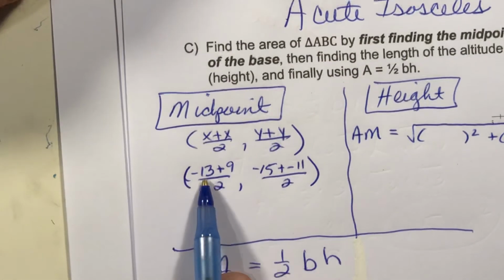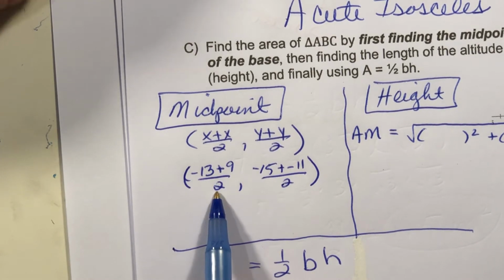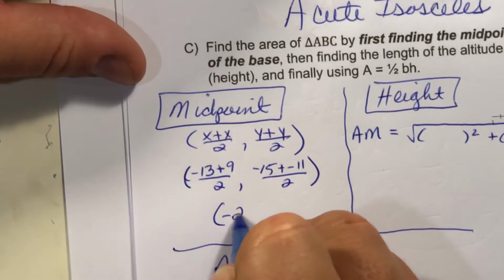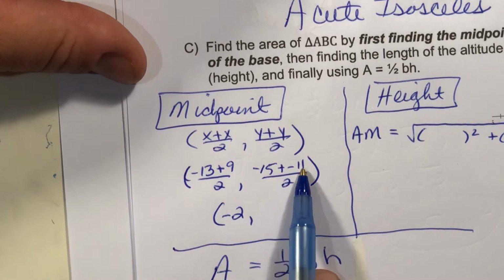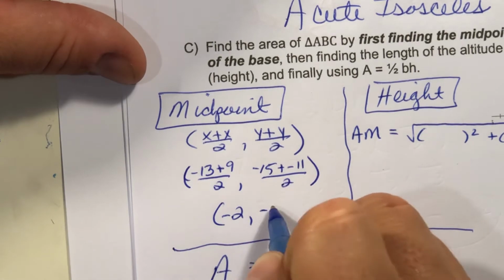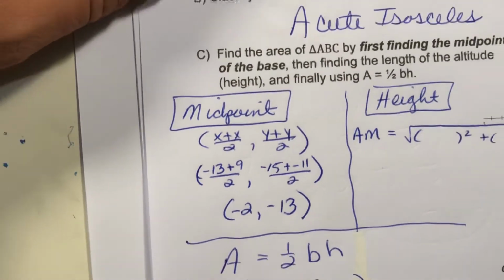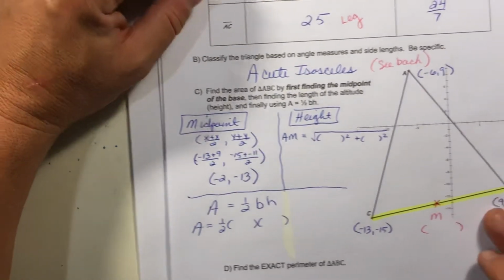All right, negative 13 plus 9 is going to give me negative 4, divided by 2 is negative 2. Negative 15 plus negative 11 is negative 26. Divided by 2 is negative 13. So now I'm going to zoom out. Okay, whoops, wrong way. And then I'm going to go to my diagram.